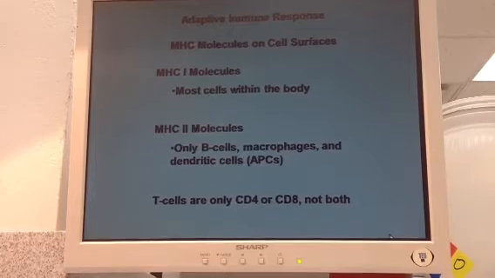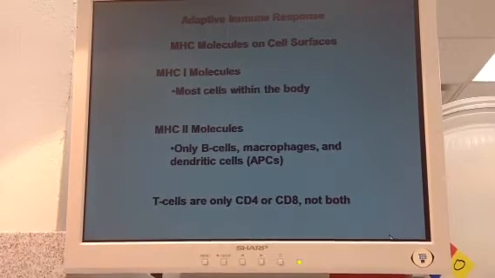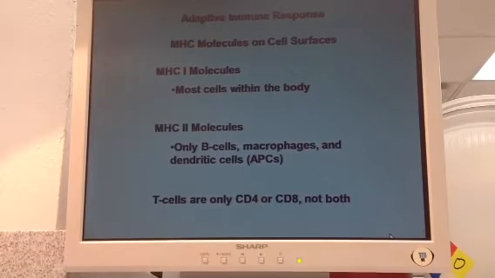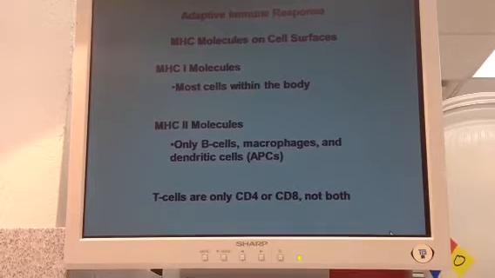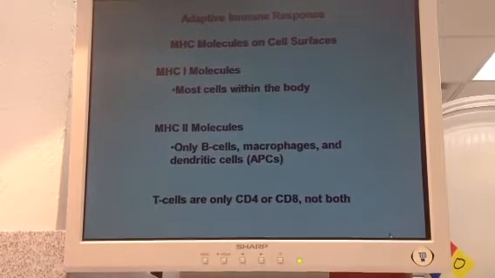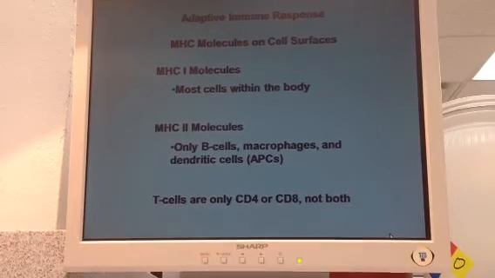T cells are either CD4 or CD8. Now, obviously, as you talk with Dr. Newman, you know that T cells go through a process, whether they're double negative, double positive, all that stuff. I'm talking about mature T cells.